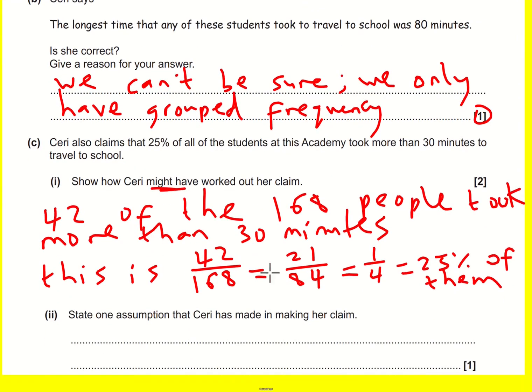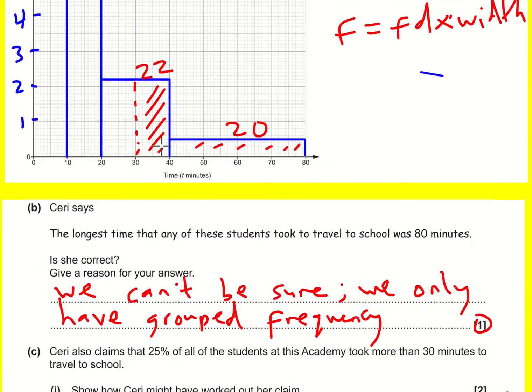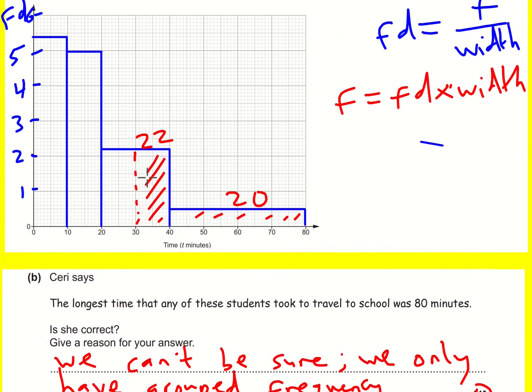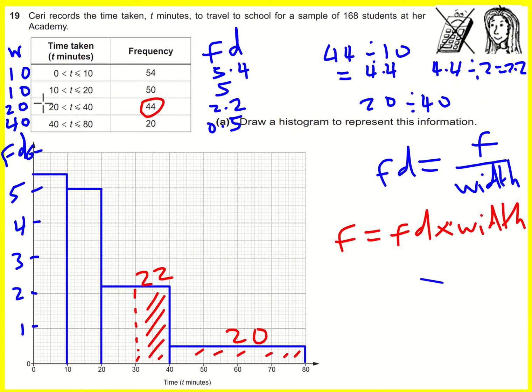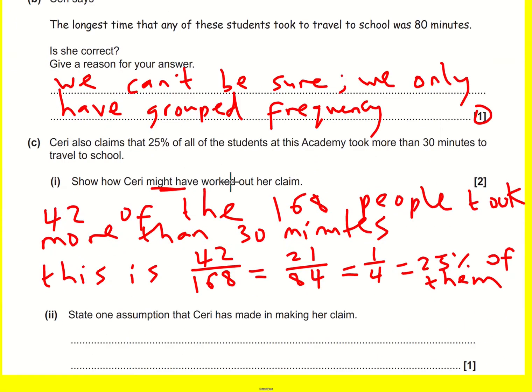State one assumption Kerry has made in making her claim. Okay, I didn't talk about this before, but it's again related to grouped frequency. It could have been that all the people in this interval took 25 minutes, in fact, or took 35 minutes. We don't know. But what we do when we find the mean of grouped frequency tables, or we deal with histograms, we assume there is an equal spread throughout each group. We don't know, but it could be that they all took 21 minutes. But when we do our calculations, we make this sort of approximation. That's what it's looking for. State one assumption.